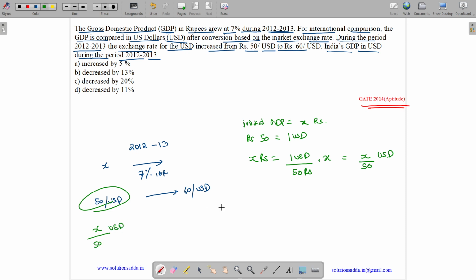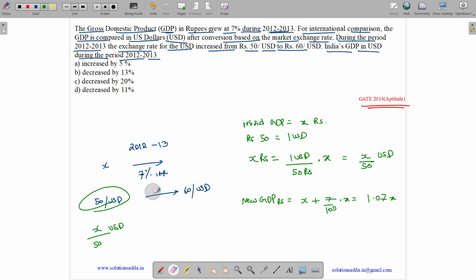Now it is given that the new GDP, what is new GDP in terms of rupees? In terms of rupees, it increased by 7%. So it is X plus 7% of X. So it equals 1.07x. So what is this in terms of dollars?